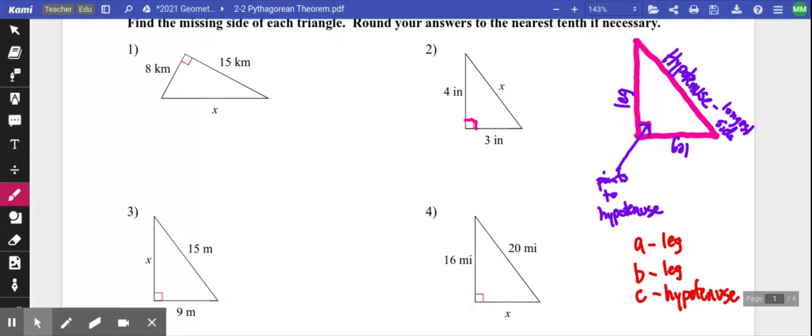Hypotenuse. Please put your hypotenuse away when you get back from school. That's pretty cool. All right, here we go.